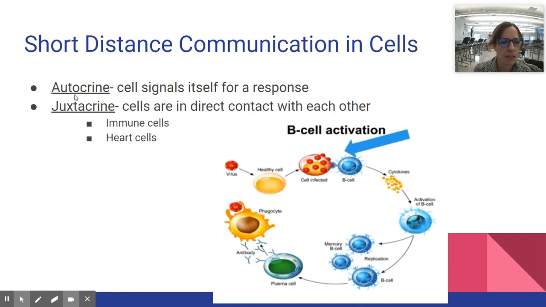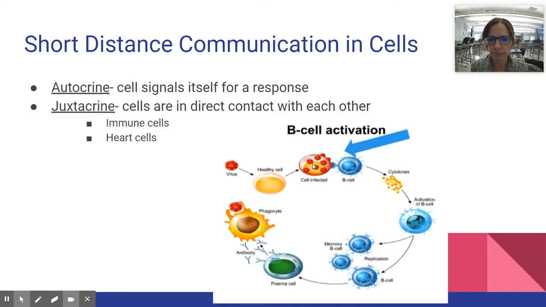So the first one is autocrine. Auto means self, and so the cell is actually signaling itself for some kind of response. And then juxtacrine is where cells are in direct contact with each other. An example is immune cells and also heart cells.